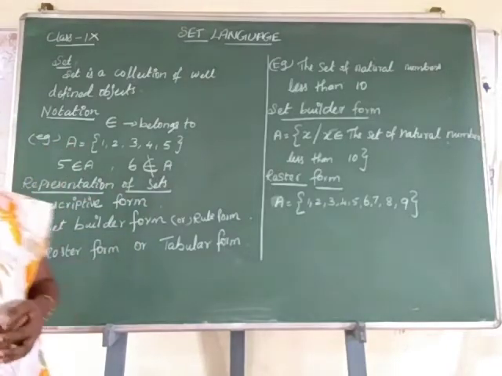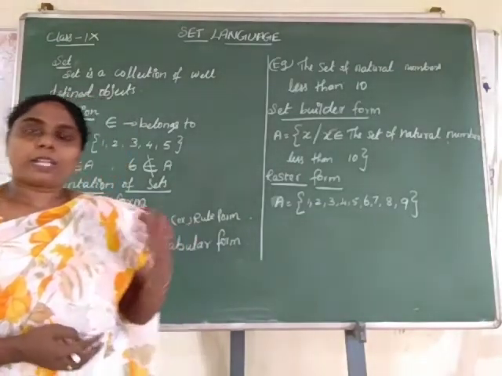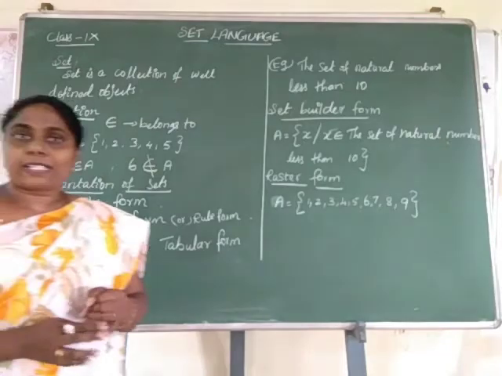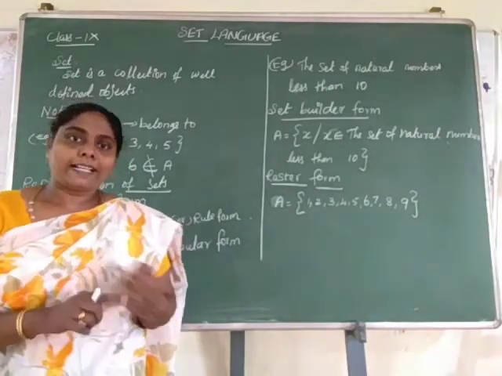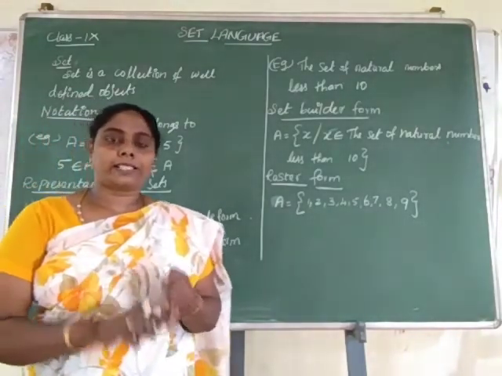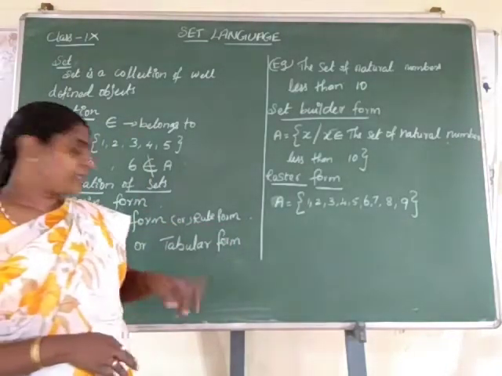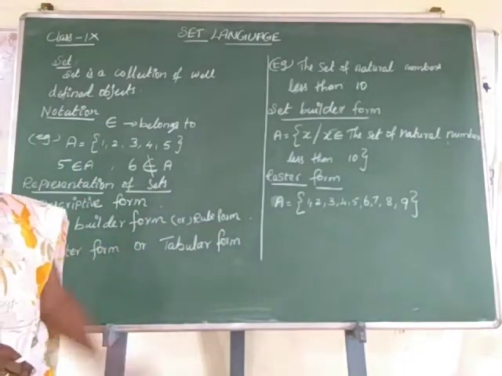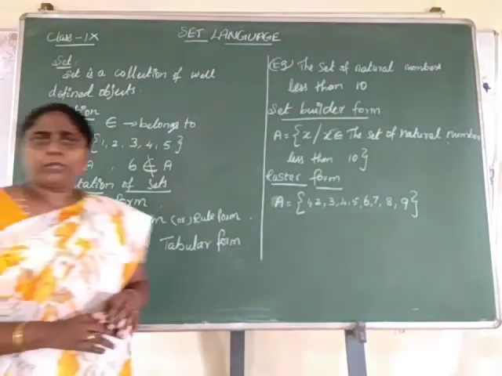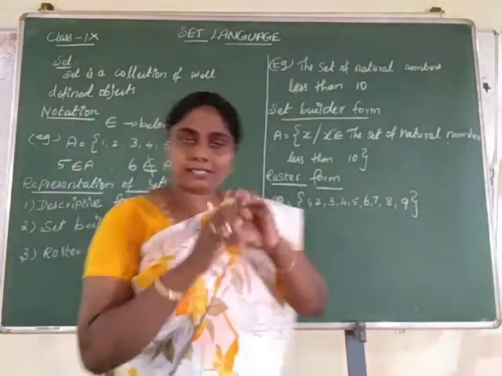Next one, how to represent the sets. Okay? So, representation of sets. Three types of representations we are having. First one is descriptive type. The second one is set builder form or rule form. And the third one is roster form or tabular form. So what is meant by descriptive? Descriptive means what? That statement.